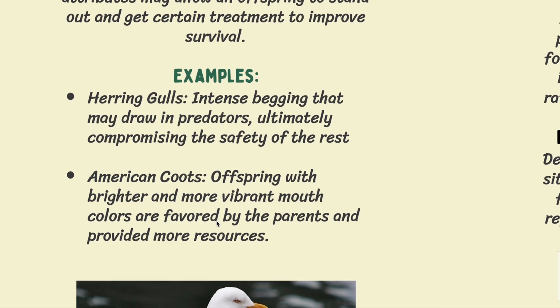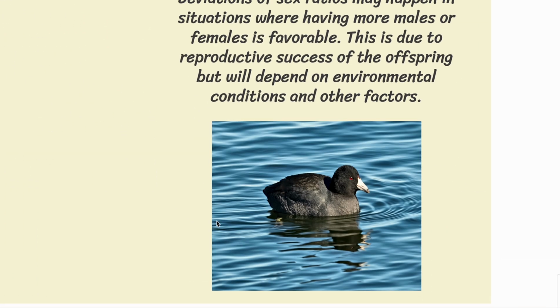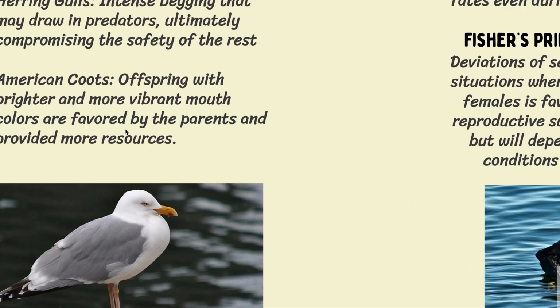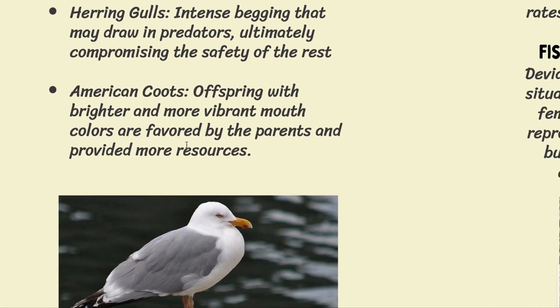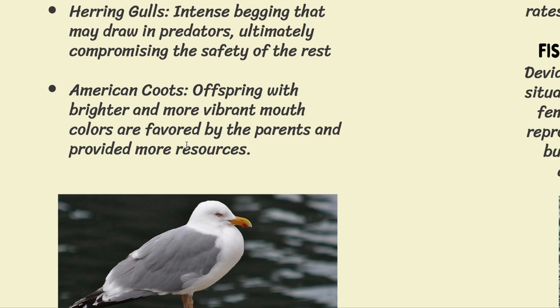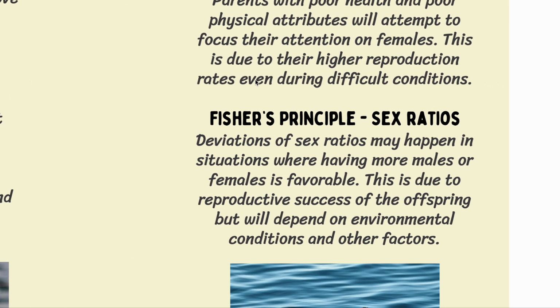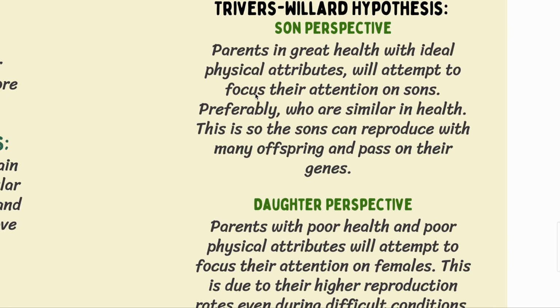So this is evidence in American coots. So this is an American coot down here. Offspring with brighter and more vibrant mouth colors are favored by their parents, and therefore they are provided more resources as their survival ensures the survival of the brood or increases the chances of survival of the brood.